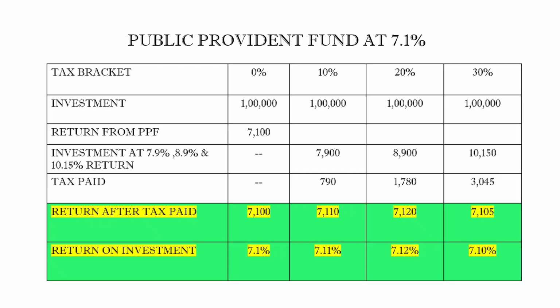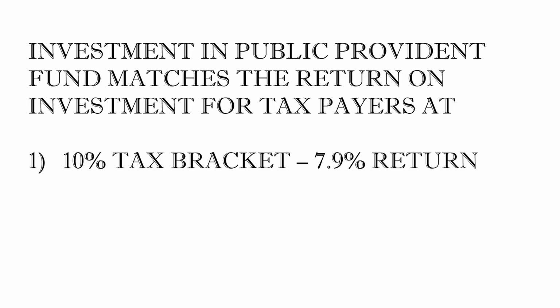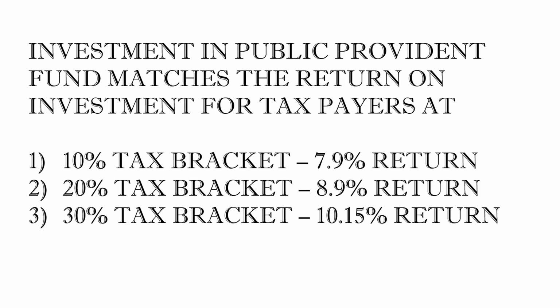And let's assume you are a taxpayer with 30% taxes and you are investing 1 lakh at a return on investment of 10.15%, then your return on investment is 10,150. The taxes paid, which is 30%, is 3,045, and the return after tax paid is 7,105, which means if you come within the purview of the 30% tax bracket, the investment you make in Public Provident Fund is equal to 10.15% return. Investment in Public Provident Fund matches the return on investment for taxpayers at the 10% tax bracket 7.9%, 20% tax bracket 8.9%, 30% tax bracket 10.15%.